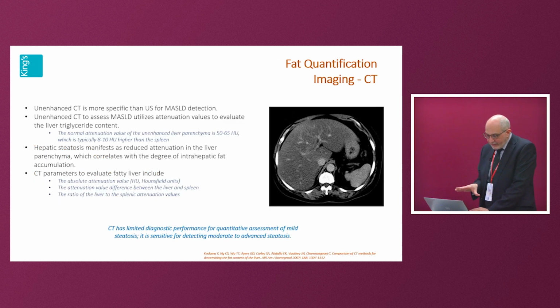On CT, it's supposed to be more specific than ultrasound, but it's ultrasound without the quantification. And it relates to the level of triglyceride content, and you're relying on the attenuation values. So those low attenuation values tell you it's a fatty liver. Now, you're not going to do CT on 3 billion patients to look at fatty liver disease because it's not so good at the lower levels, it's not as sensitive, and it's just absurd that you would go and do this.